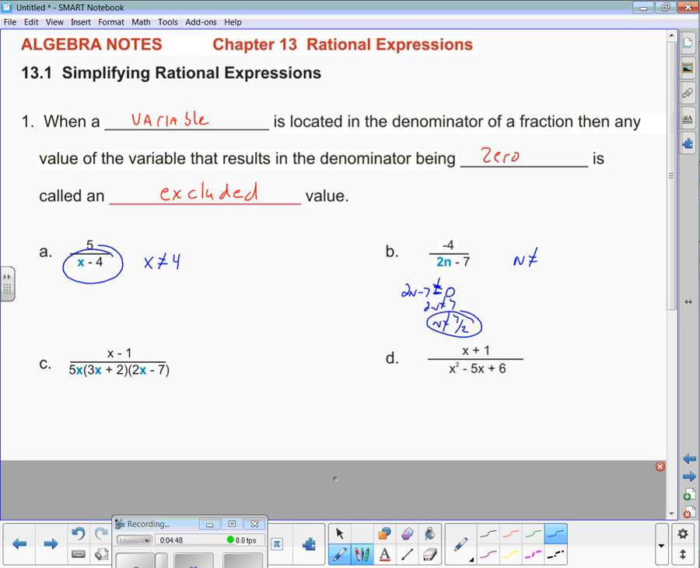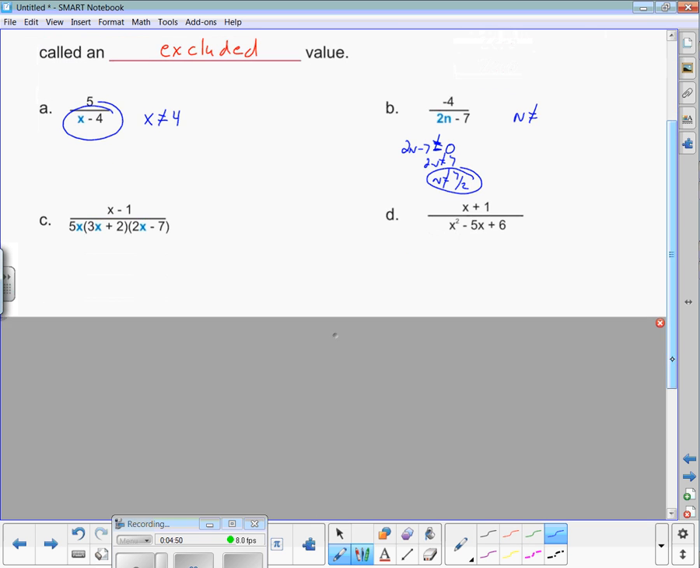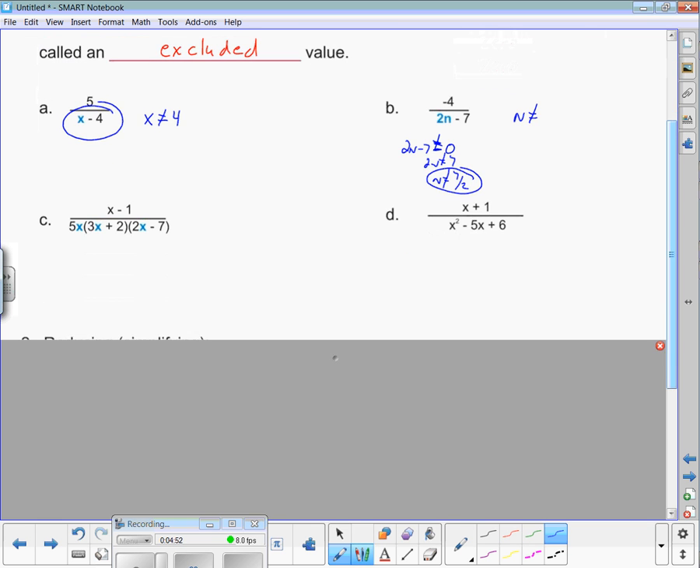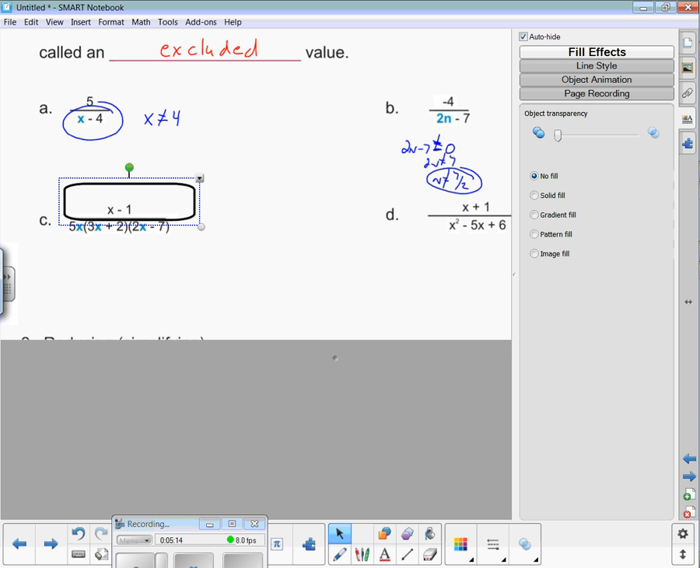Try a few more. Now you see C is a little bit more complicated, but notice the denominator is already factored. And that's important because just remember the zero product property from last chapter? Look, if this was all that was there, let me go ahead and set this up here real quickly.